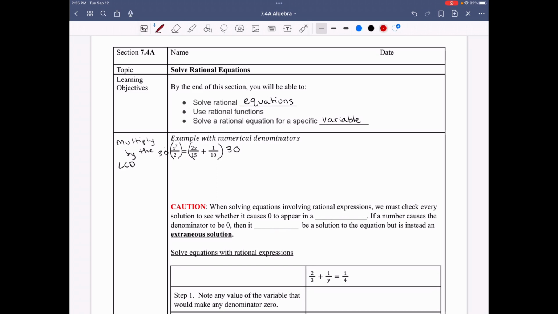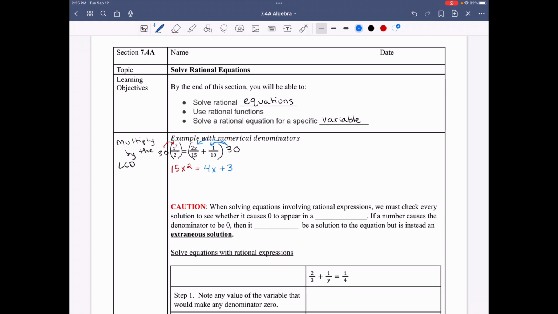Then we get 30 times x squared is 30x squared, but divided by 2 is 15x squared. Then we distribute the 30 over to these. 30 times 2x is 60x. 60 divided by 15 is 4, so that's 4x. And then 30 times 1/10. 30 times 1 is 30, divided by 10 is 3. So you can see that when you multiply by the LCD, it cancels all of the denominators, which is very helpful.